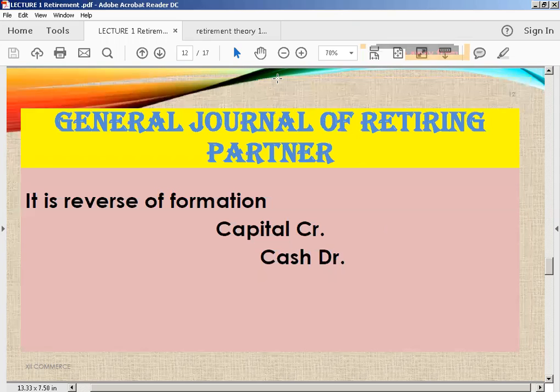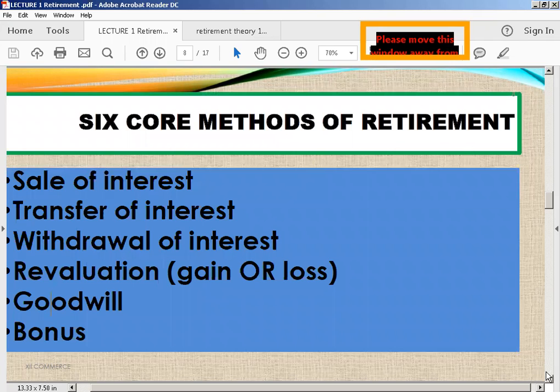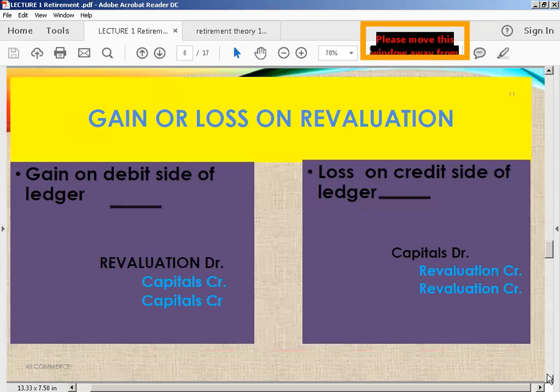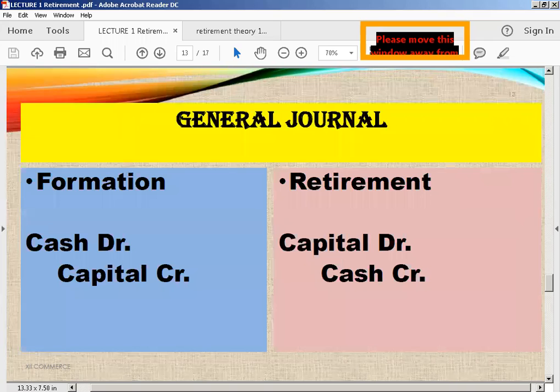Okay, then we have the journal entry for the retiring partner. The journal entry for the retiring partner is the reverse of the entry of partnership formation: capital debit, cash credit. I will give you the comparison of formation and retirement. When a partner enters the firm, the journal entry we usually record is cash debit, capital credit, and at the time of retirement we will record the journal entry as capital debit and cash credit.